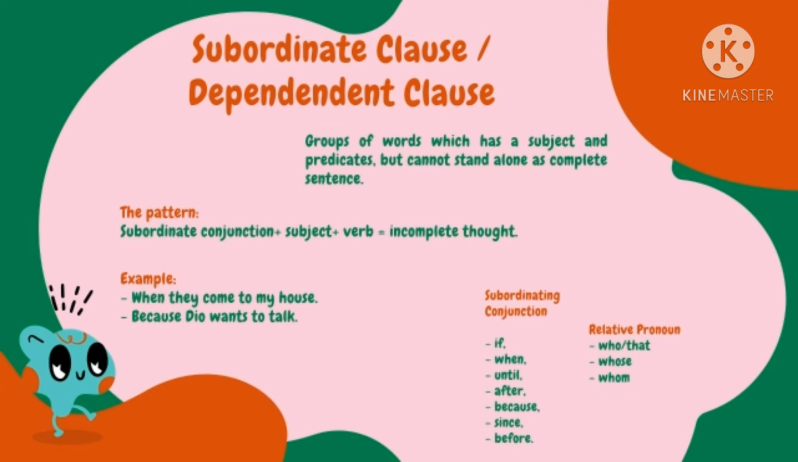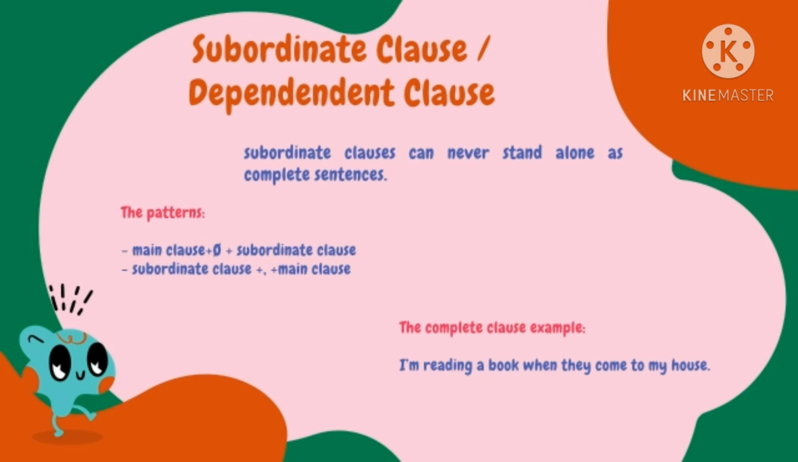For the example, when they come to my house. When is the subordinating conjunction, they is the subject, come is the verb. A subordinate clause can never stand alone as a complete sentence. To complete the thought, you must attach each subordinate clause to a main clause. The pattern: main clause plus subordinate clause, or subordinate clause plus comma plus main clause. The complete example: I'm reading a book when they come to my house, or when they come to my house, comma, I'm reading a book.